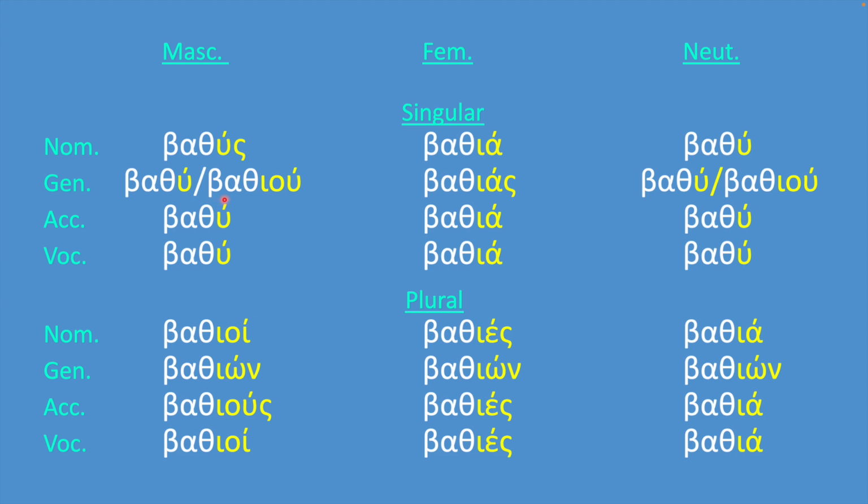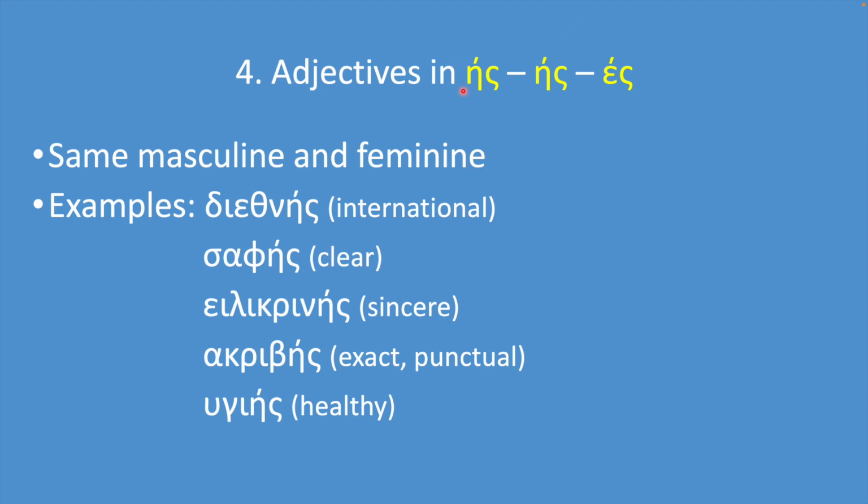Βαθύς, βαθύ or βαθιού, βαθύ, βαθύ. Βαθιά, βαθιών, βαθιούς, βαθιοί. Βαθιά, βαθιάς, βαθιά, βαθιά. Βαθιές, βαθιών, βαθιές, βαθιές. Βαθύ, βαθύ or βαθιού, βαθύ, βαθύ. Βαθιά, βαθιών, βαθιά, βαθιά. Number 4, adjectives in is with eta, and s.